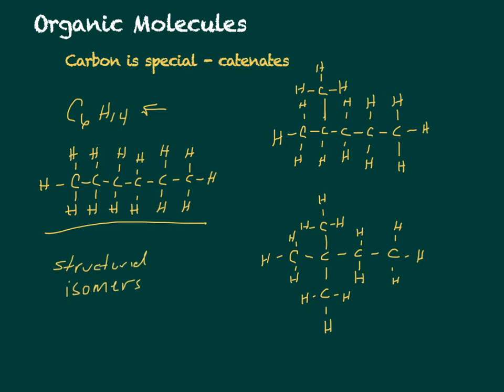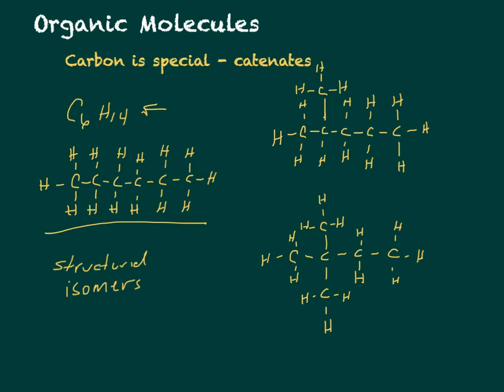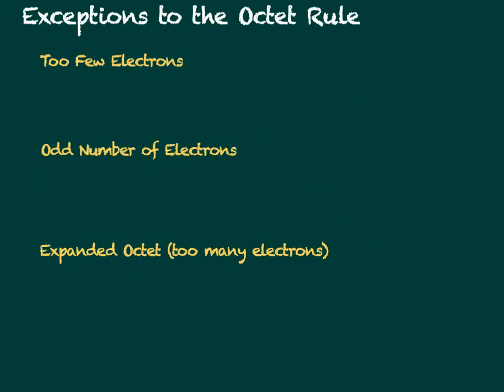That's why you'll see when we talk about organic nomenclature that it is completely different, because we have to specify positions of these branching portions. Just be aware that when we deal with organic molecules, the possibility for structural isomers exists. Now, since the octet rule is a rule, that means there must be exceptions. It's not the octet law. So, what are the exceptions to the octet rule?